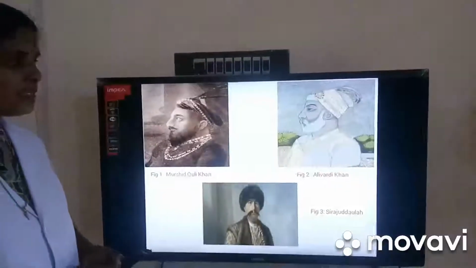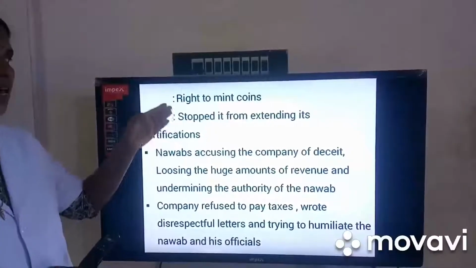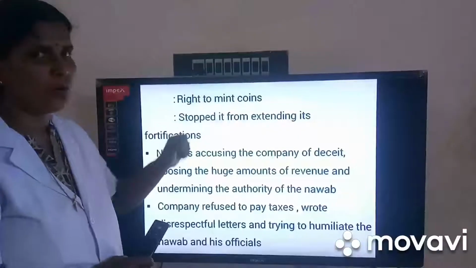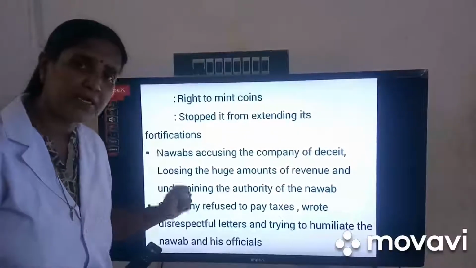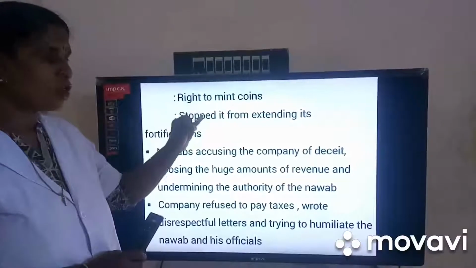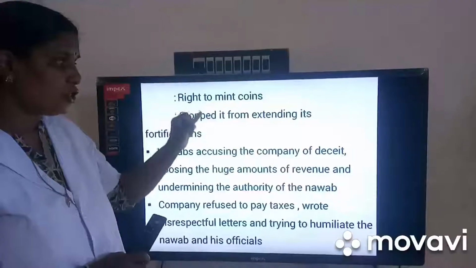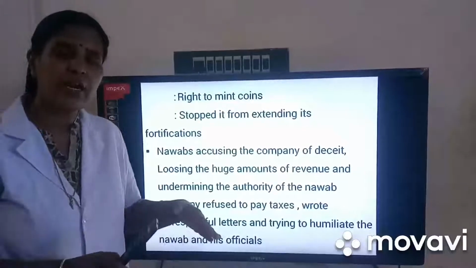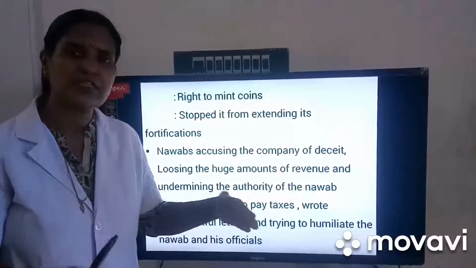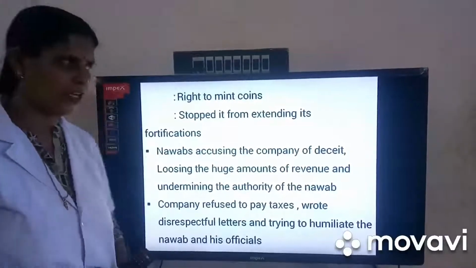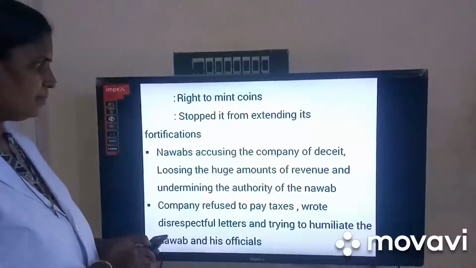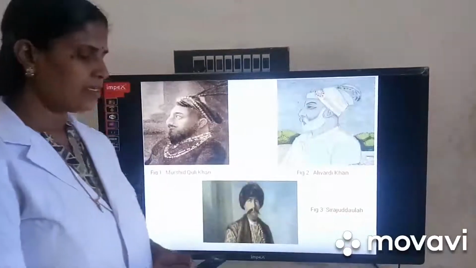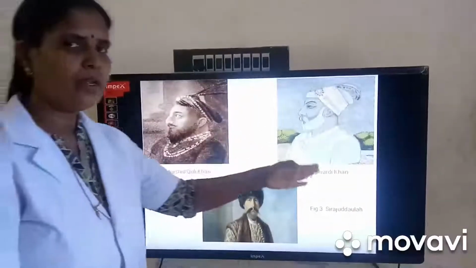Next, at the same time they asked the right to mint the coins. That was also not allowed by the Nawabs. They stopped the East India Company from extending its fortification, and did not allow them to establish or settle more and more forts in India. Please see the picture: Murshid Quli Khan, Ali Vardi Khan and Siraj Dawla, the three powerful Nawabs.